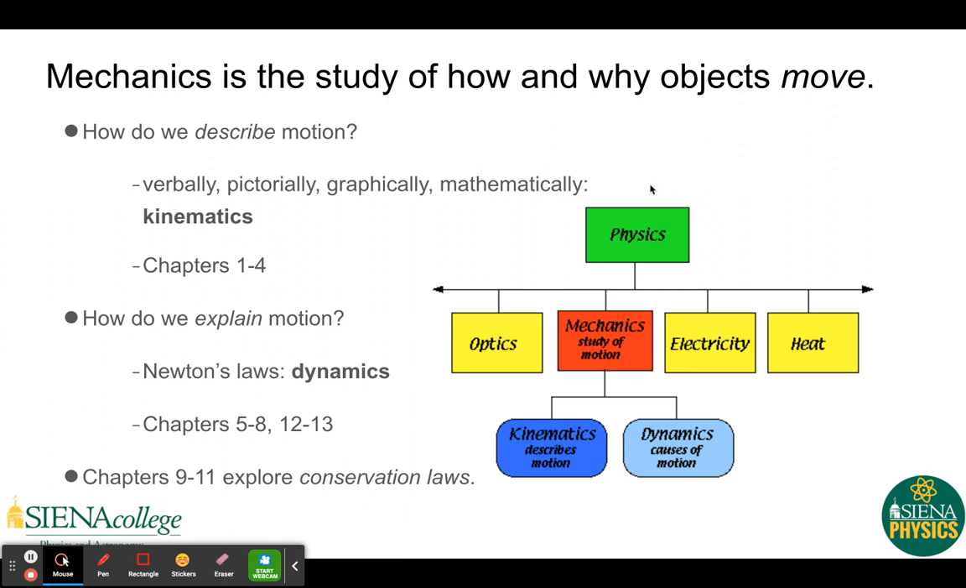So if we think of the big picture of physics here on the right, we can divide physics into a number of different topics. The focus of this semester is mechanics, which is the study of motion. Again, kinematics describes motion, and dynamics talks about the causes of it. Next semester, we would hit electricity and magnetism and some of the optics. And then heat, for our physics majors, is done in a separate course of thermal physics.